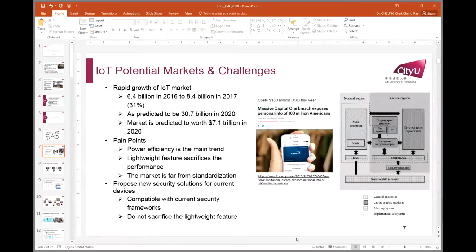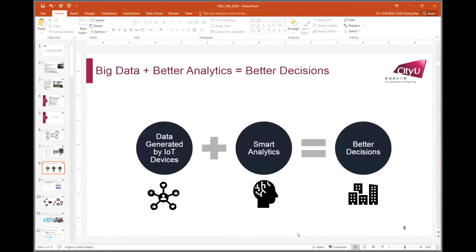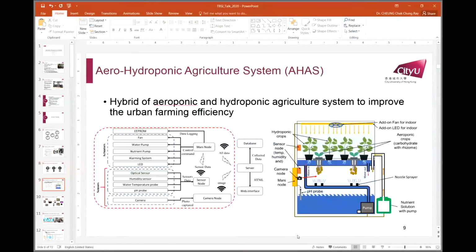And again, we don't want to sacrifice the lightweight features, because if we are putting a lot of design into the chip, we lose these lightweight features. So the idea behind it is that with more data, we do more analytics, and we can make better decisions.